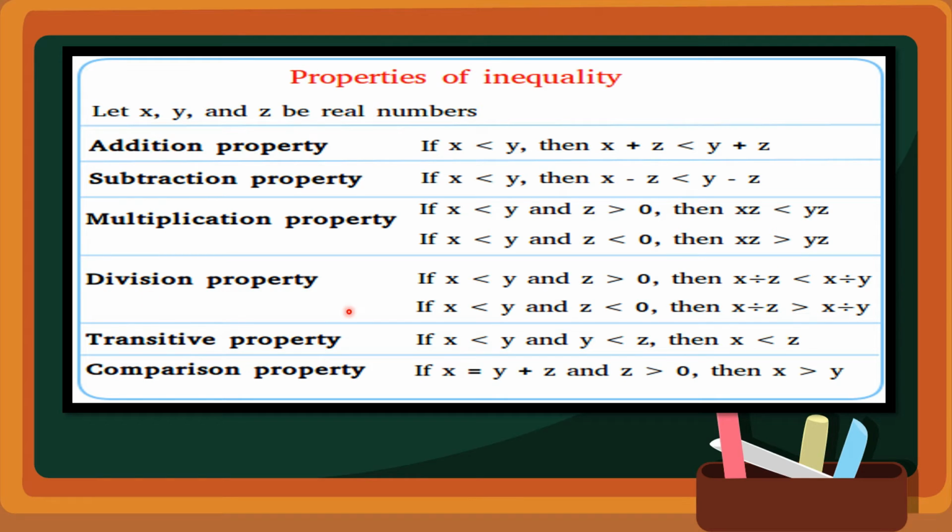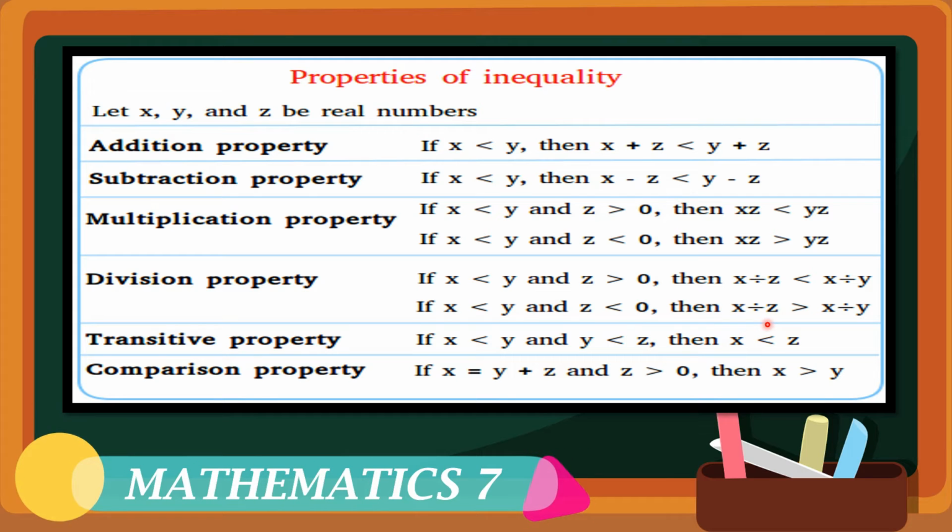Division property. If x is less than y and z is greater than 0, then x divided by z is less than y divided by z. If x is less than y and z is less than 0, then x divided by z is greater than y divided by z. Transitive property.